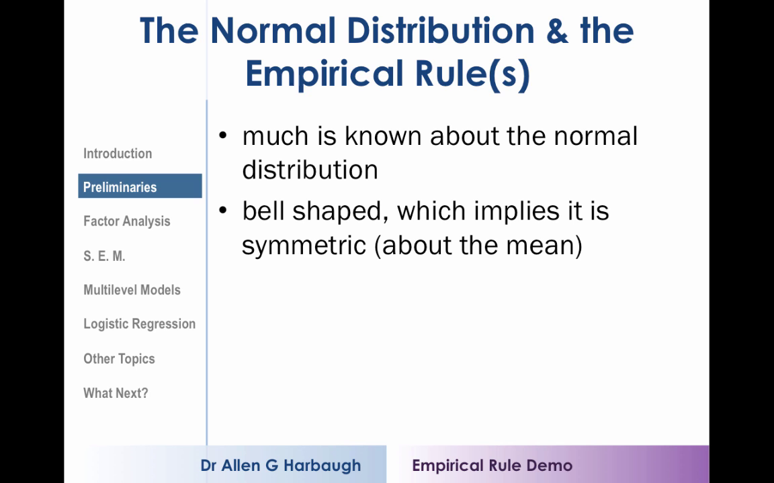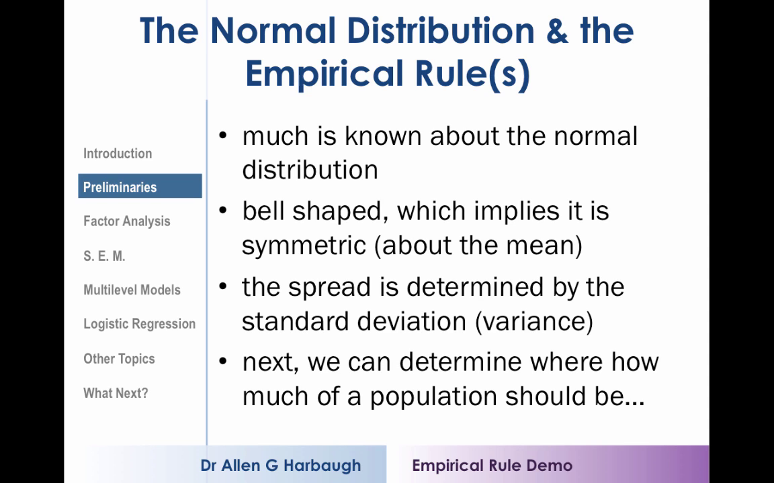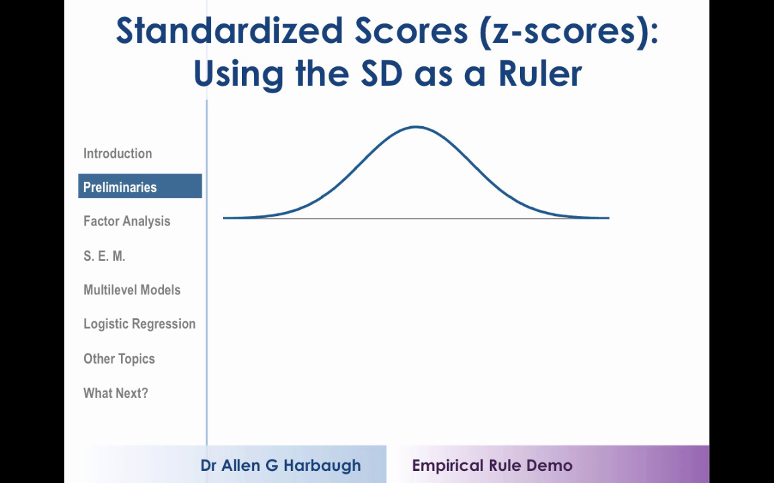It has a bell shape, which means it's symmetric about the mean, and the spread is determined by the standard deviation, or more specifically the variance, which is the square of the standard deviation. And as a consequence, we can determine how much of a population should be if that population follows a normal distribution. Standardized scores, or z-scores, take advantage of the normal distribution.